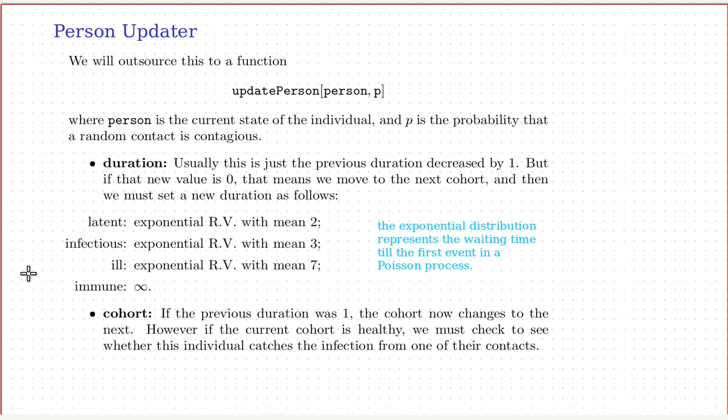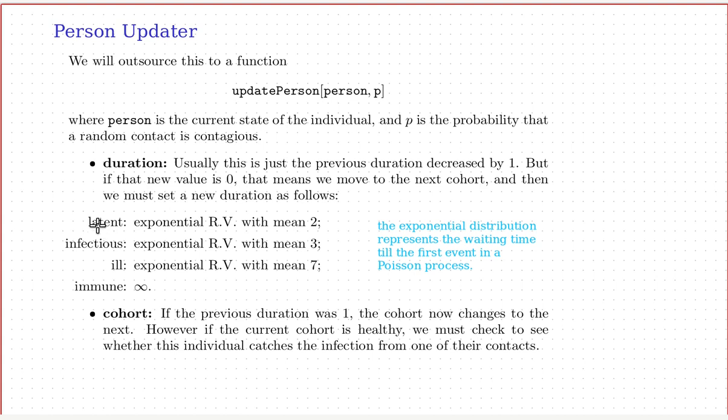And just to describe in words what it has to do, it has to decrease the duration by 1. The duration represents how long this person is going to spend in this particular cohort. So we decrease that by 1 each day. Normally that's all we have to do. But if that takes us to 0, that means we're at the end of that stage of the illness, and we have to move on to a new one. In that case, we have to choose a random duration for the new stage of the illness.